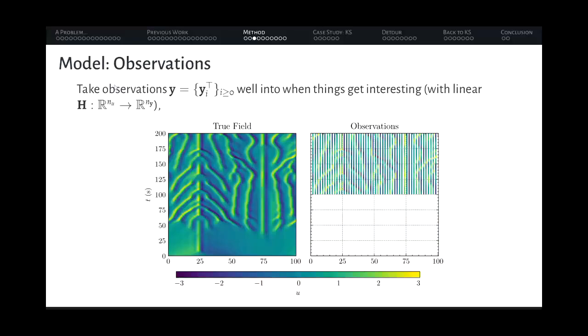And we take some observations. This isn't the observations we're going to work with, but it's just an example. We take observations well into when things get interesting. So, there's this transient period. This isn't necessarily transient, but let's just say it is, and look at this period where things are really disgusting.